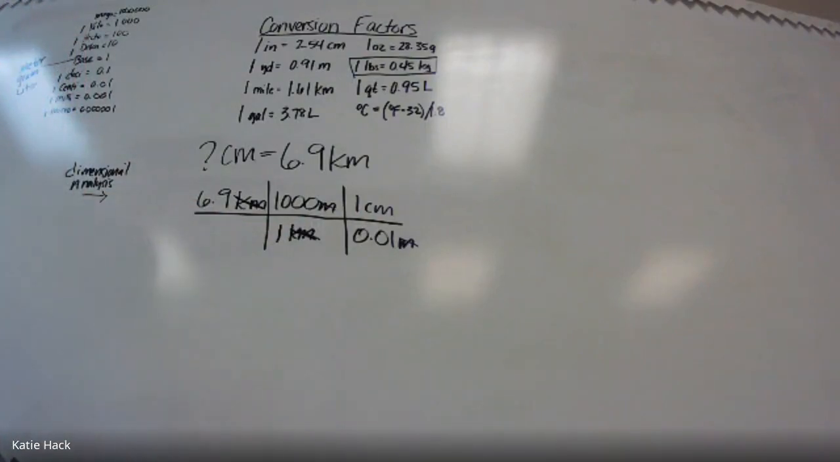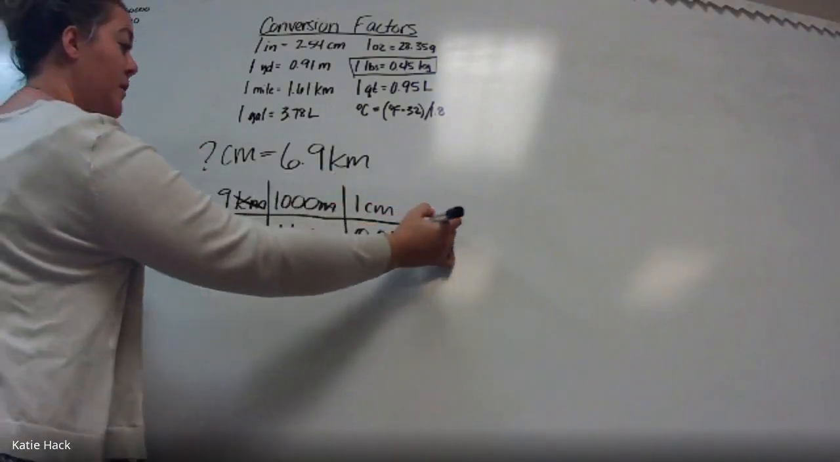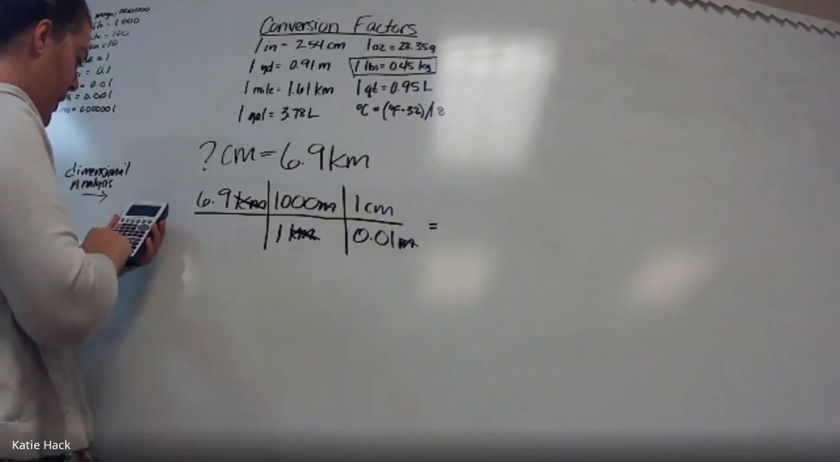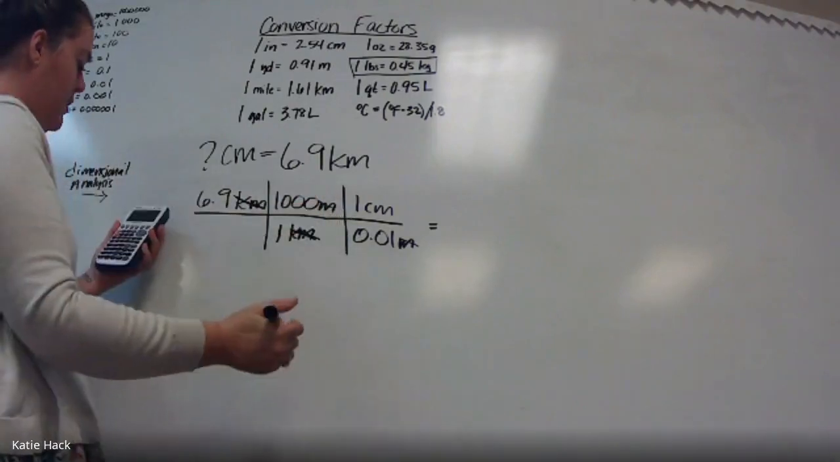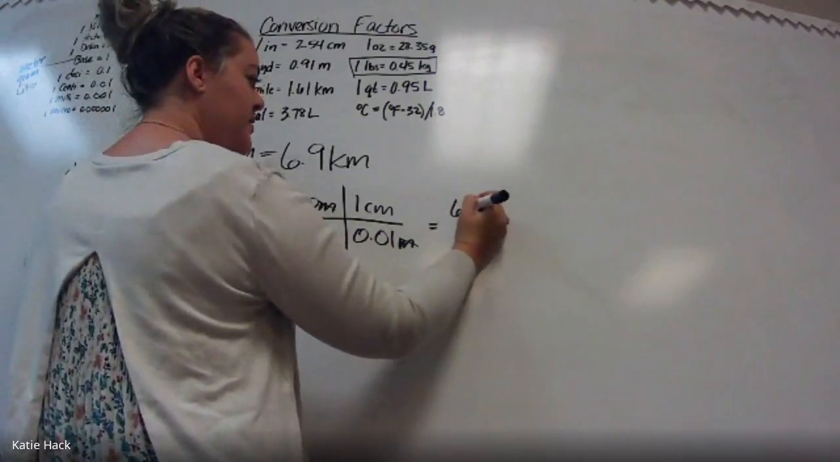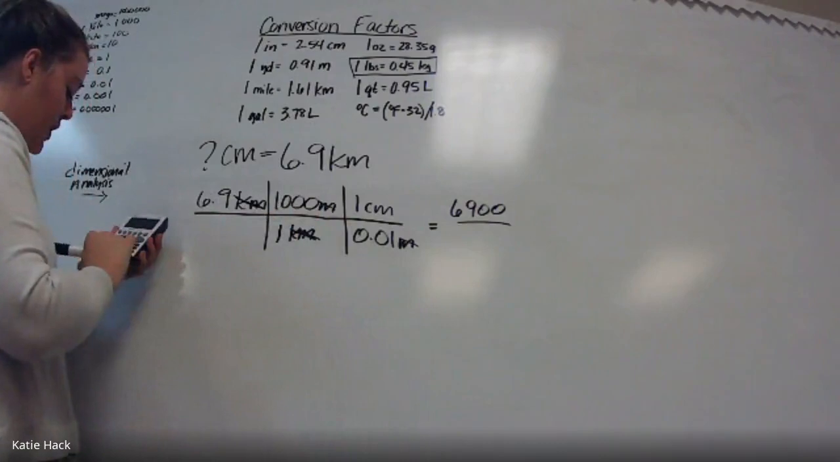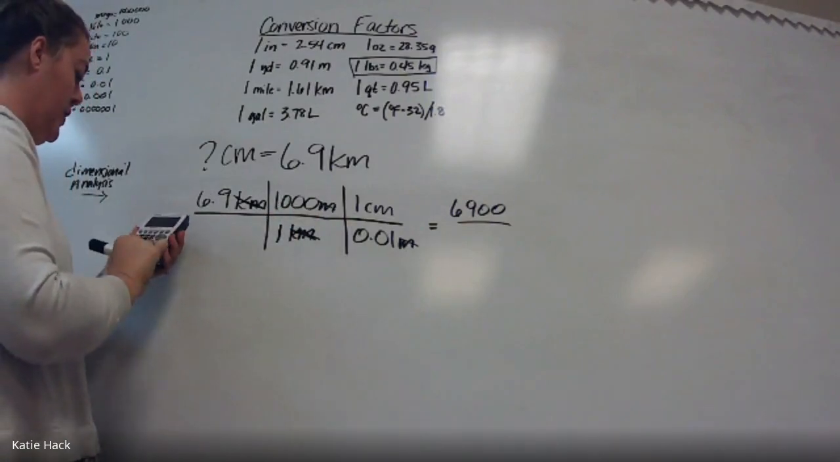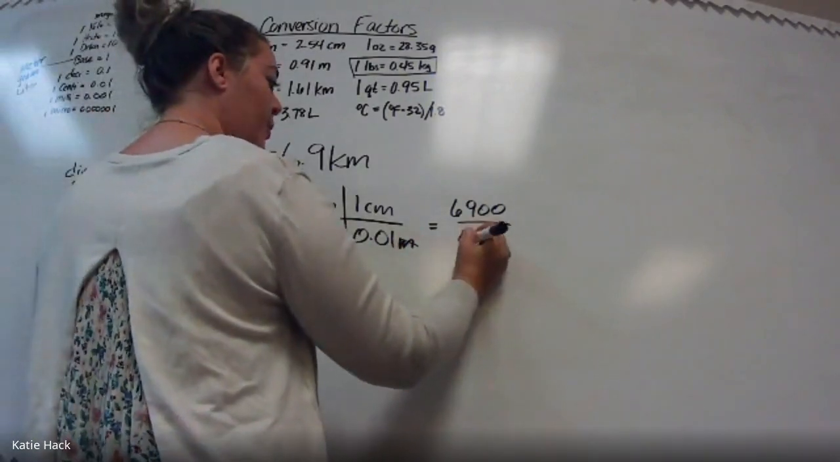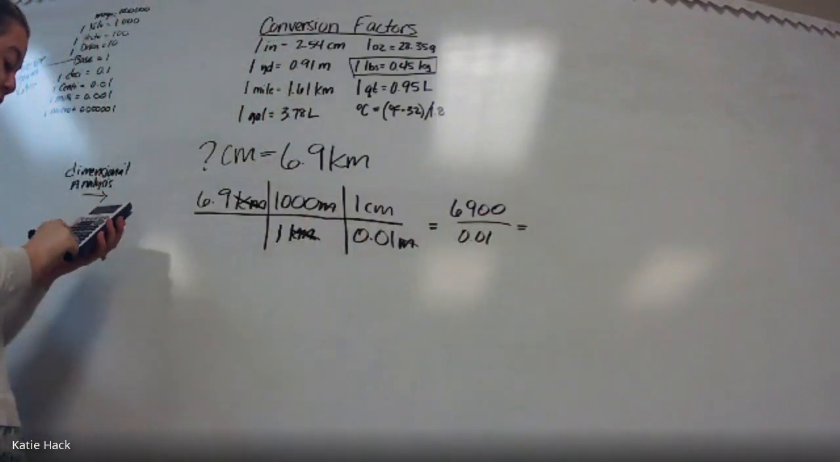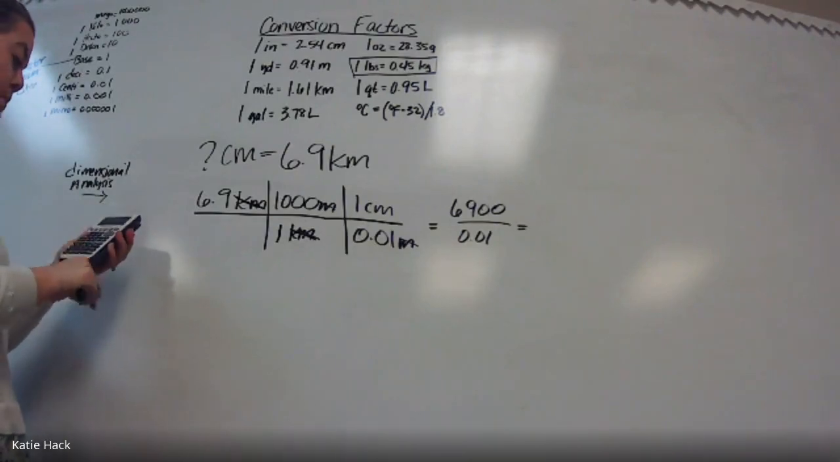Okay, so now whenever I enter this into the calculator, I'm going to multiply everything on the top. So 6.9 times 1,000 times 1. So I have 6,900. And then I'm going to take everything on the bottom. So 1 times 0.01, which is 0.01. And now I'm going to divide. So I'll take 6,900 and divide it by 0.01.